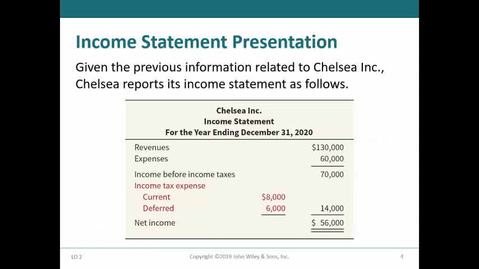This is the example of the two components for the first year of Chelsea Inc. that we looked at in the first presentation. The current portion, $8,000, would be the actual amount that is owed on the tax return. The deferred portion, $6,000, was the deferred tax liability that was recorded due to the temporary timing difference for the accounts receivable and sales that were accrued in 2020 for financial reporting purposes.